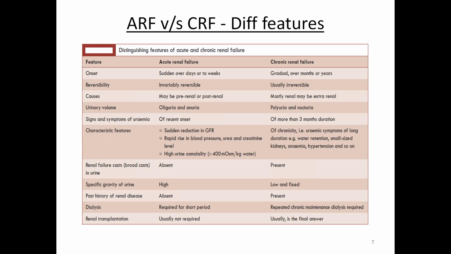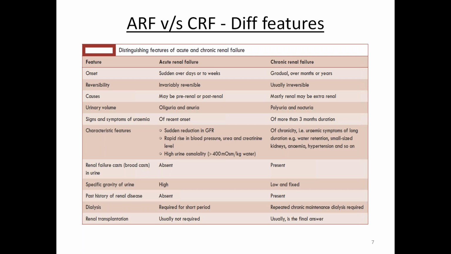So there is difference in onset, as I mentioned. There is, like I said, difference in reversibility. So as you see, like most other acute conditions, even ARF is invariably reversible, but chronic renal failure is usually irreversible. Causes can be pre-renal, post-renal. In chronic, mostly causes are extra-renal. Urinary volume will decrease. You might have oliguria and anuria in acute renal failure. In chronic, you can have polyuria and nocturia.